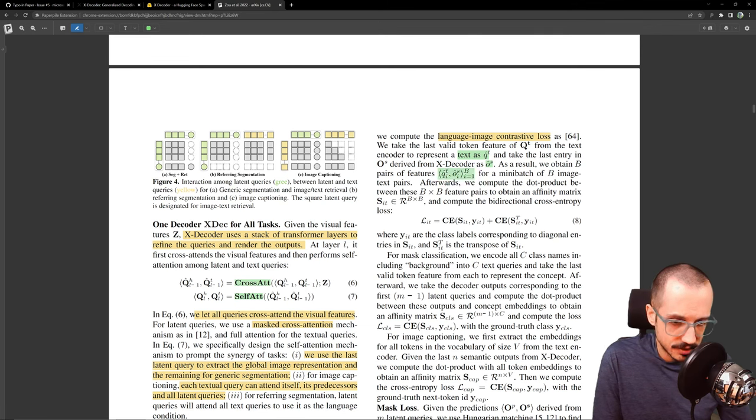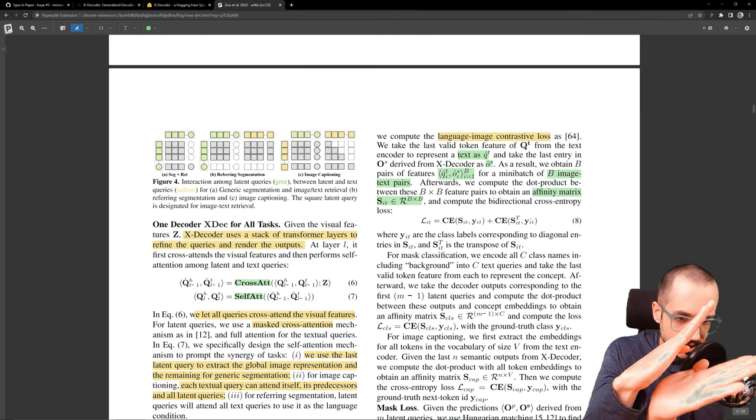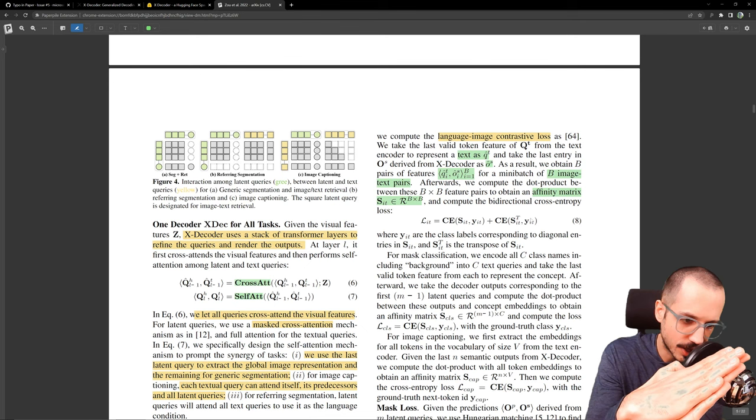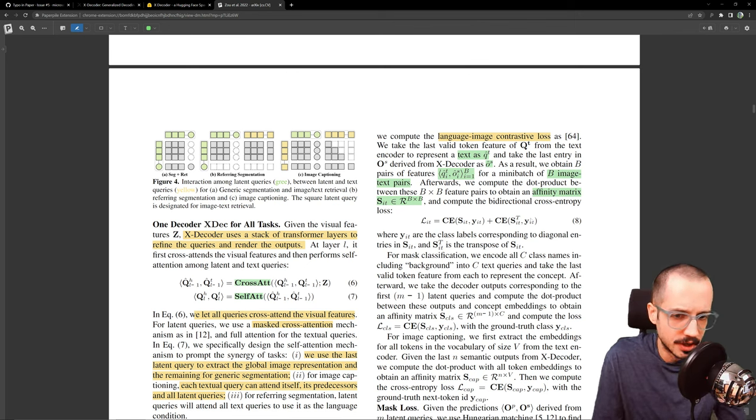Here you go, you have a batch of these, where B is the total number of image text pairs in your batch. Then they do the dot product between these to obtain an affinity matrix. You could think of it like this: you have this little vector Q hat T and this little vector O hat S, and the more they point in the same direction and in alignment, the higher the dot product. If those vectors point in separate directions, the dot product is very small, closer to zero. So that affinity matrix roughly tells you how in alignment those little vectors are.